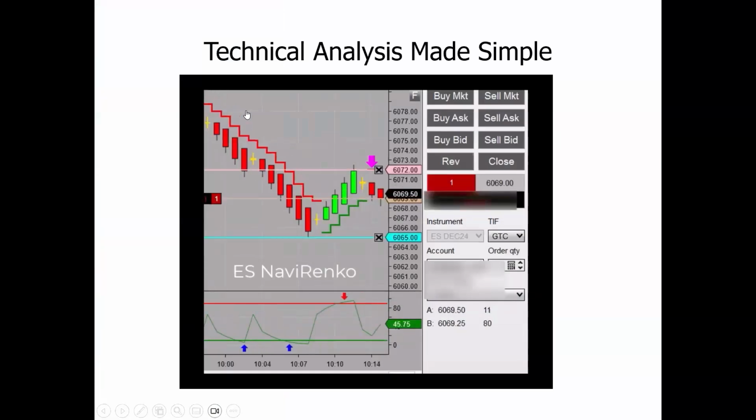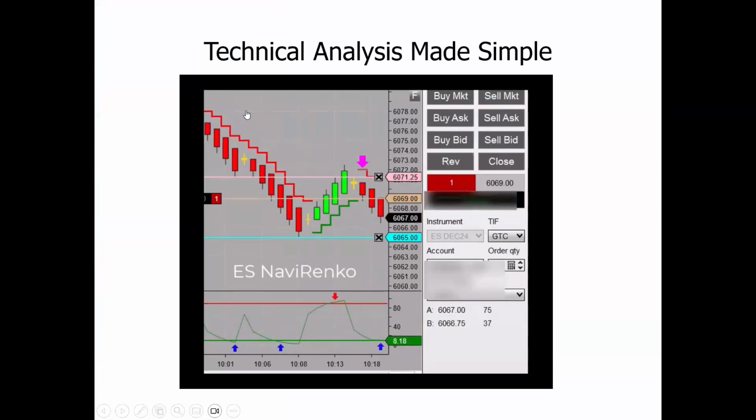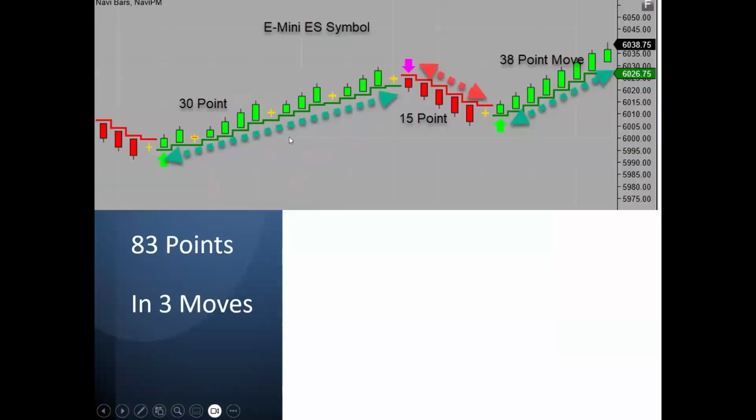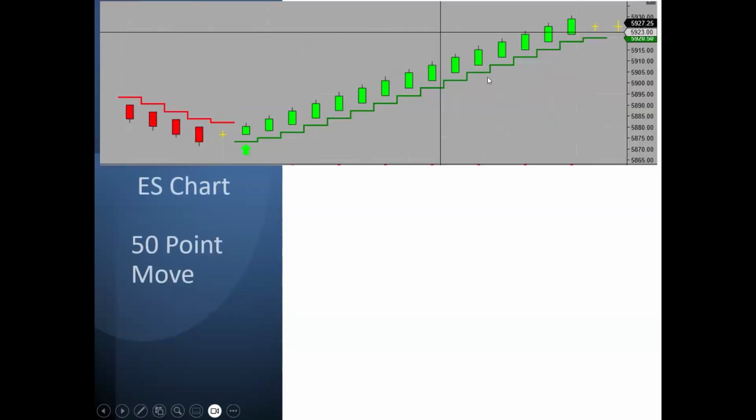All right, so again, here's another one of our Trendicator charts. And see here we had a sell signal. Market's moving lower, came down, hit a target. All right, so here's an example of our charts with the E-mini. We had a buy signal for a 30-point move up, sell signal for a 15-point move down, and another buy signal for a 38-point move up. Okay, so here's another trending chart, 50 points higher.